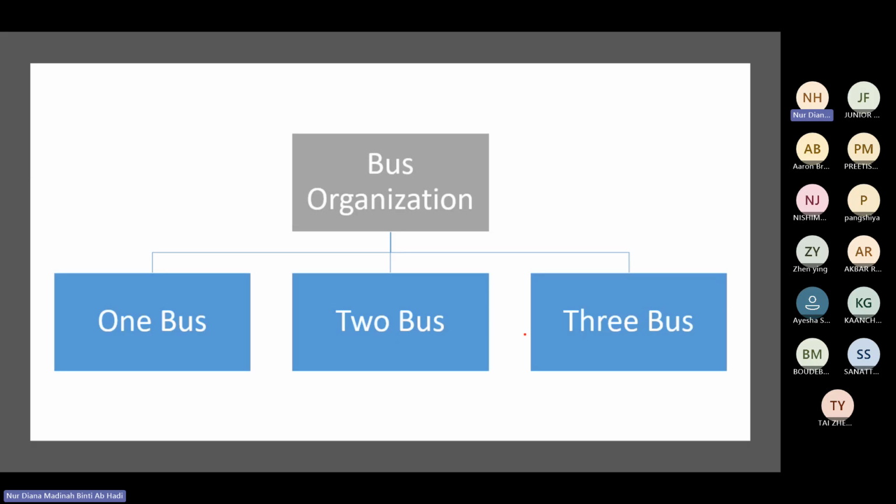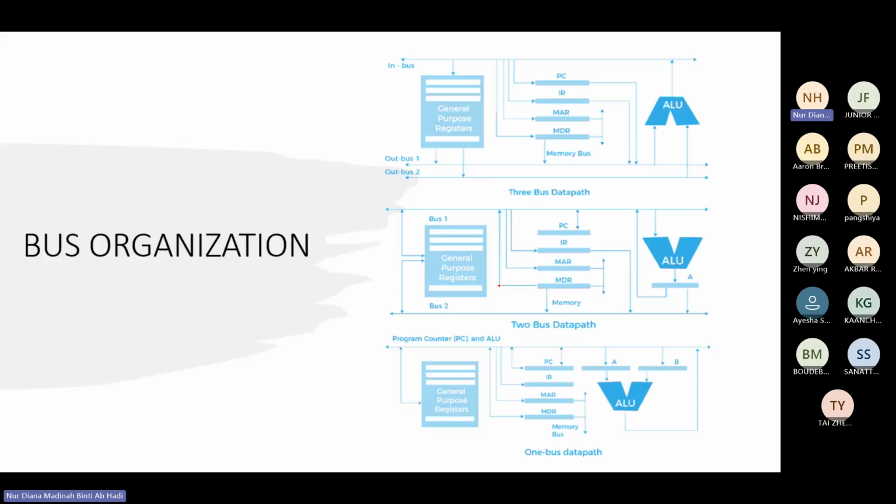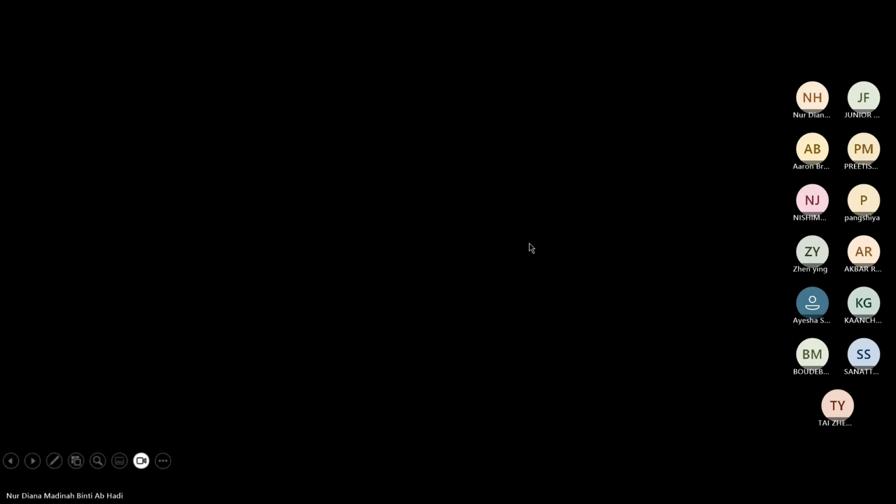So bus is going to have 3 types of organization: 1, 2, and 3. So this is how the bus looks like. Okay. So I want you to identify what would be the differences between 1 bus, 2 bus, and 3 bus. Okay, so we finish our chapter 4 and let's have a 15 minutes break before we go in for chapter 5.